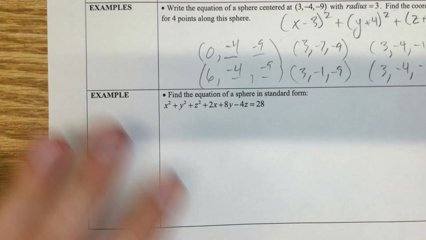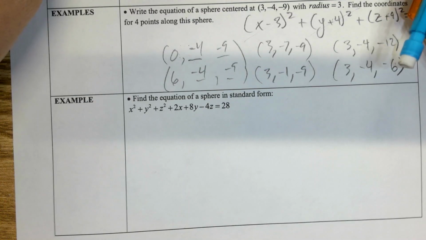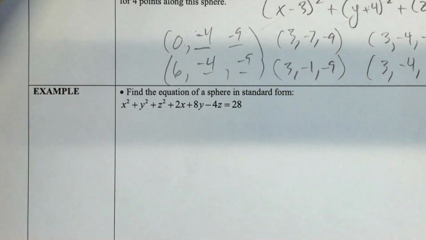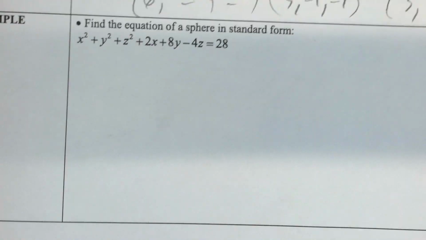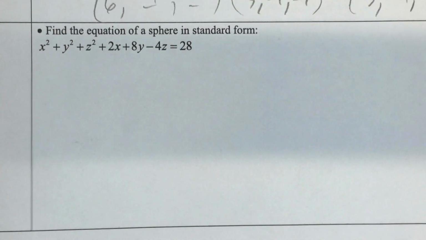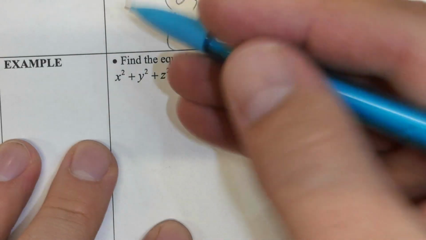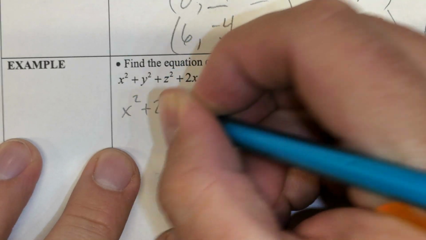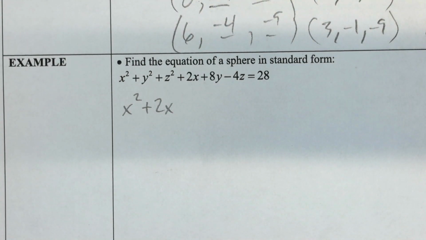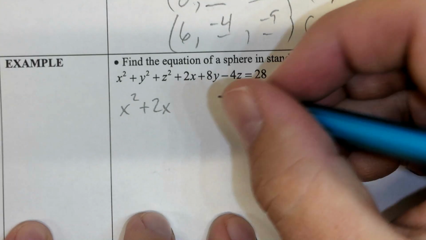Here we go, last but not least. Find the equation of this sphere in standard form. What a beautiful problem. Zoom in a little bit for this last one, because it is so nice. Again, if I'm trying to get to this form, I'm trying to get from something that looks like, let's just combine some like terms for a moment, or group like terms.